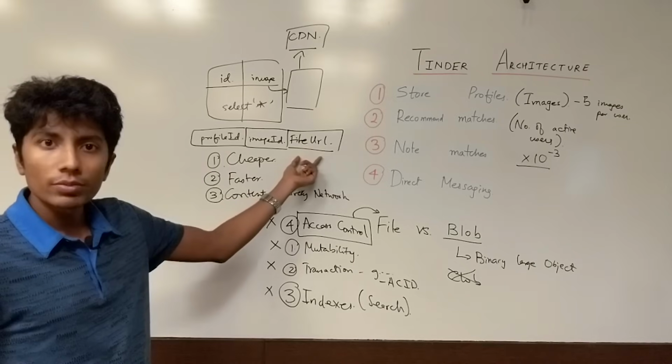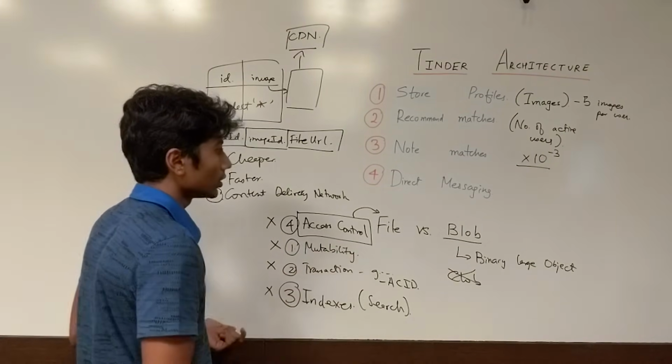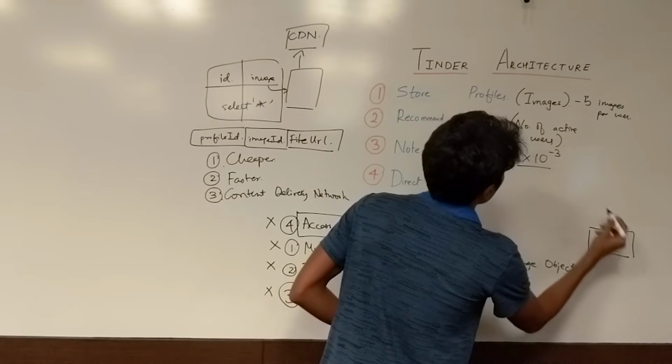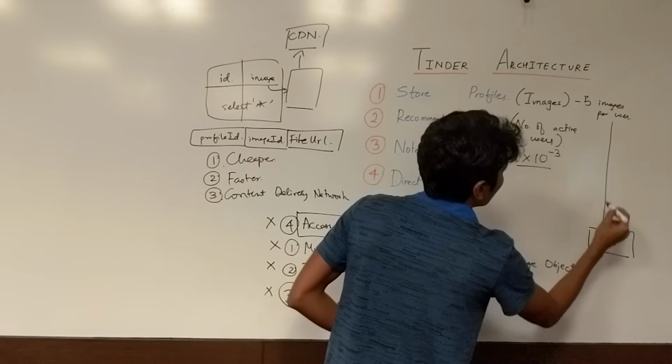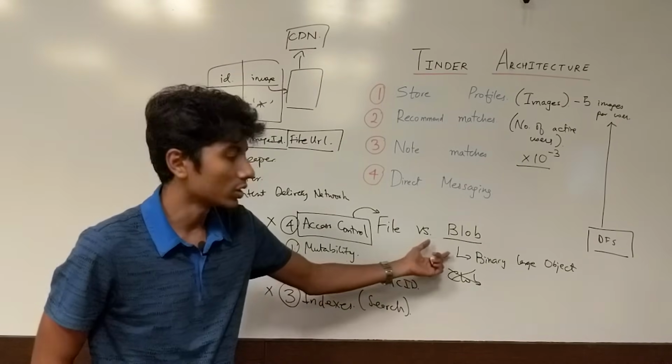Where are you going to store this image, this file URL? It's going to be in a distributed file system, right? So your distributed file system is going to be handling requirement number 1. And that's how you argue for files versus blobs.